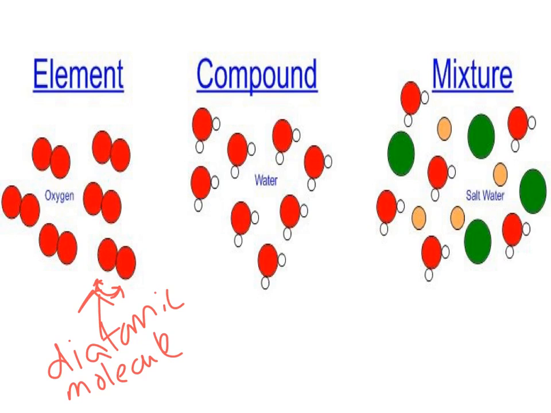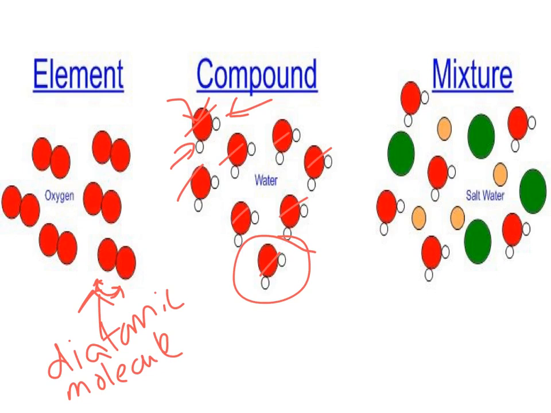The compound has two or more different elements chemically combined. Here we have a particulate drawing of water where we have the oxygen as one element and two atoms of hydrogen as the second element. So here we have 1, 2, 3, 4, 5, 6, 7, 8 molecules of water, and in any one molecule we have 3 atoms of 2 different types.